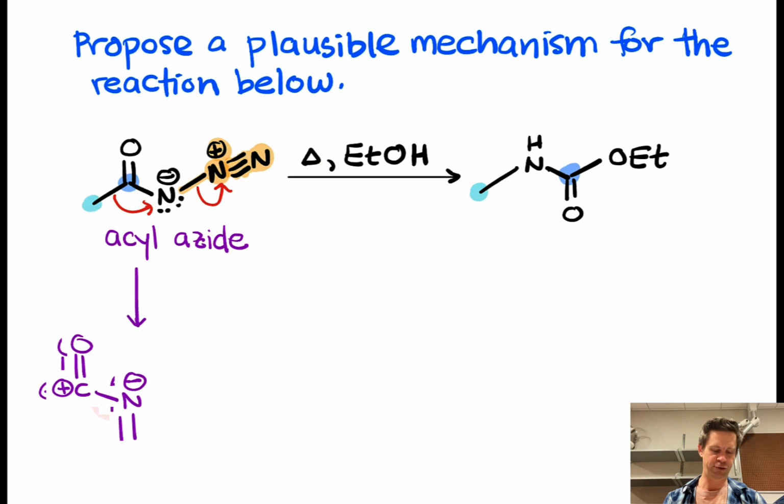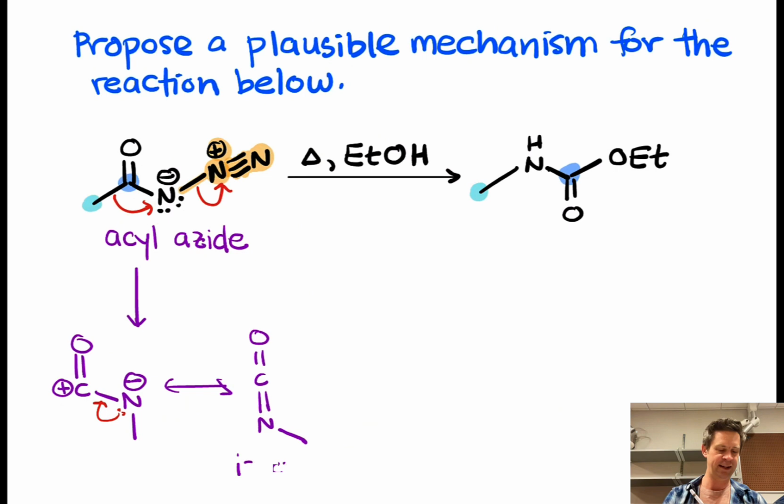I'm going to go ahead and just draw that by taking a pair of electrons on this nitrogen and just forming a C-N double bond. And the geometry is a little bit off, but the C, N, and O here are all collinear. This is known as an isocyanate, and it's typical in these rearrangements of acyl azides. This isocyanate intermediate is key to the Curtius rearrangement, which is what we're dealing with here.